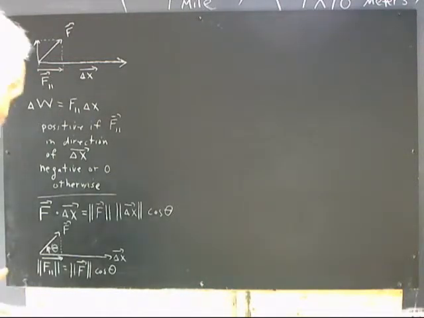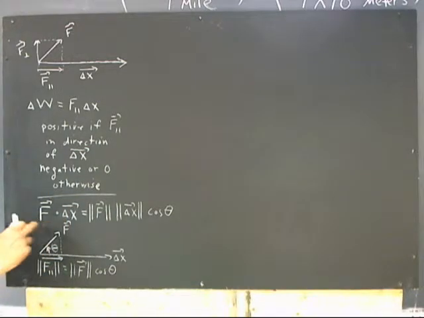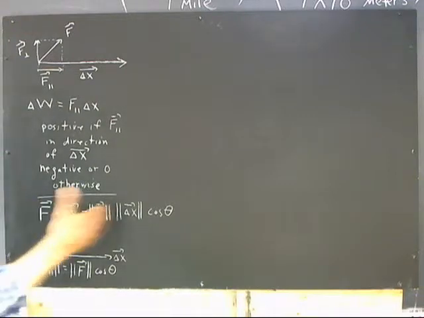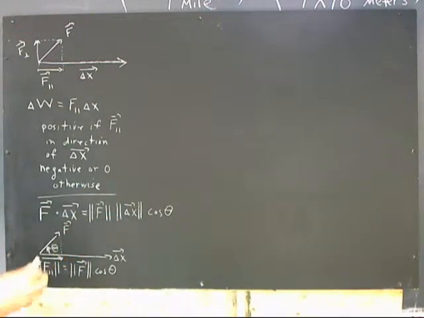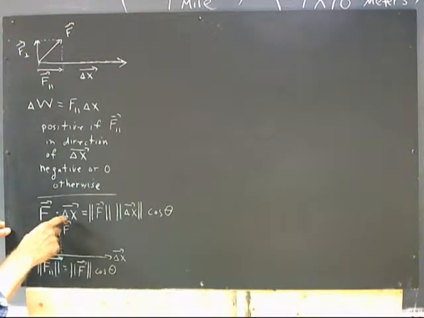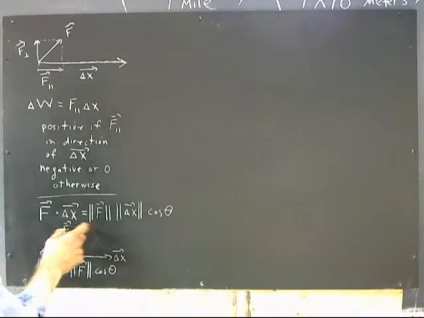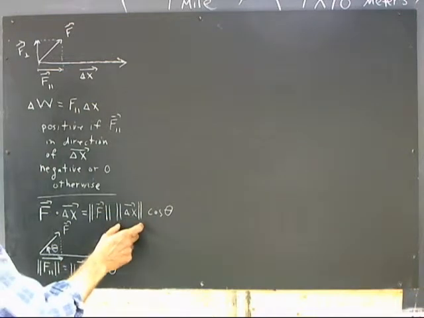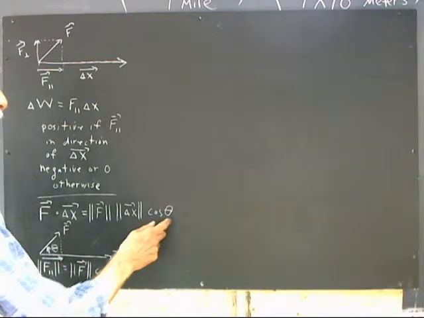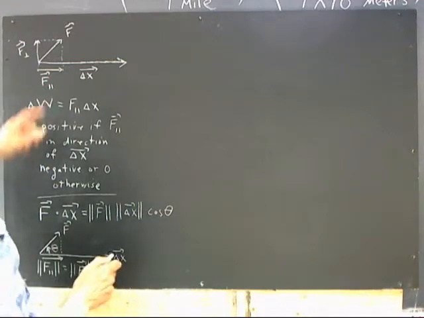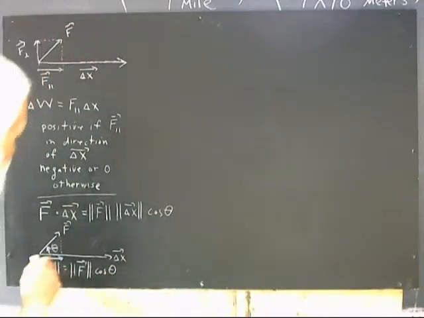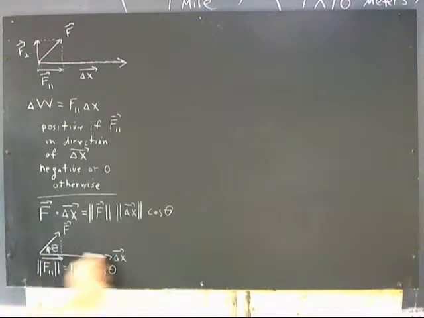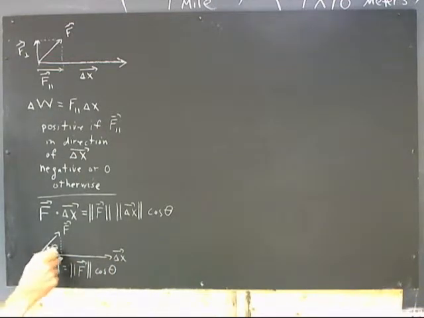The definition of the dot product is that, and I'm going to use F and delta X for my two vectors. We could use A and B, but I'm going to retain the meaning of the example that I used to motivate. So F dot delta X is the dot product of F and delta X, and it's simply equal to the magnitude of F times the magnitude of delta X times the cosine of theta, where theta is the angle between F and delta X. I've drawn F here, I've drawn delta X here, and I've labeled the angle theta.